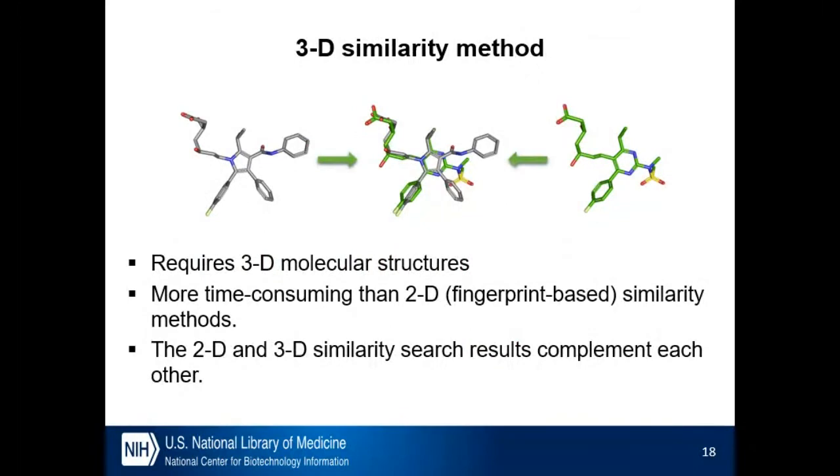In 3D similarity methods, 3D structures of molecules are superimposed with each other to find the best overlap. Usually, 3D similarity methods are much more time-consuming, but 2D and 3D similarity method search results often complement each other.